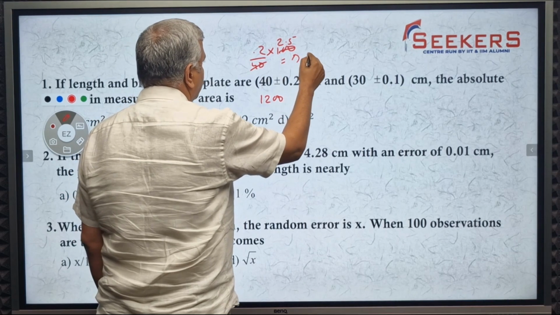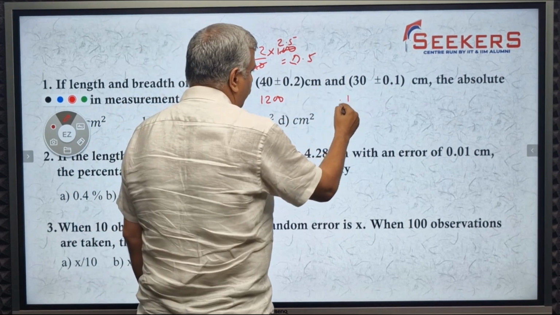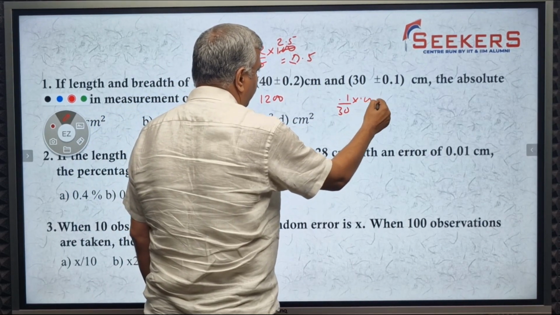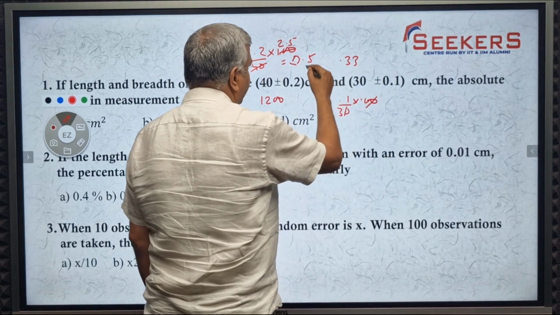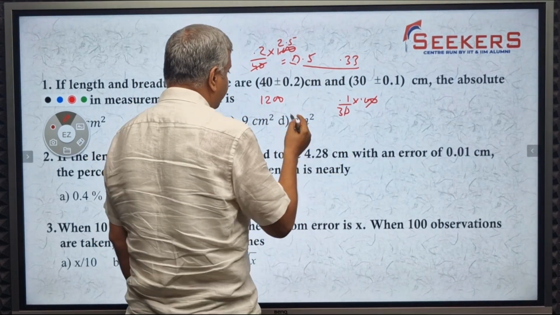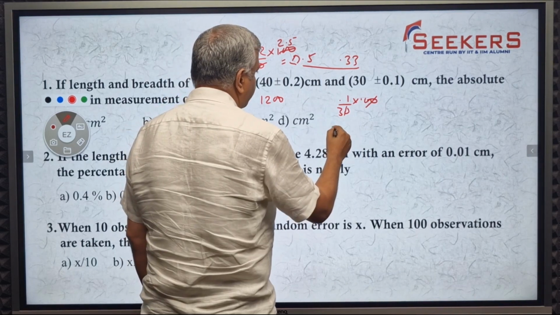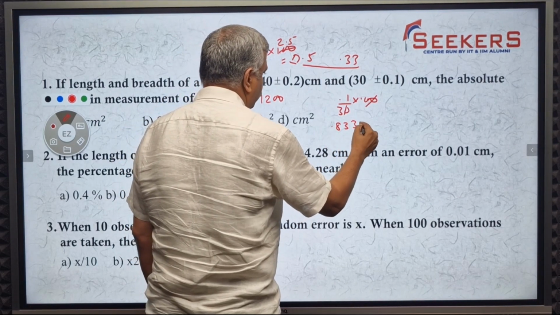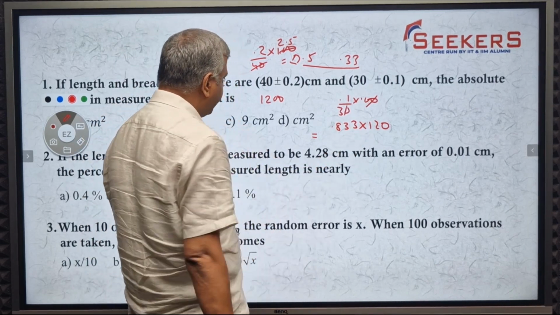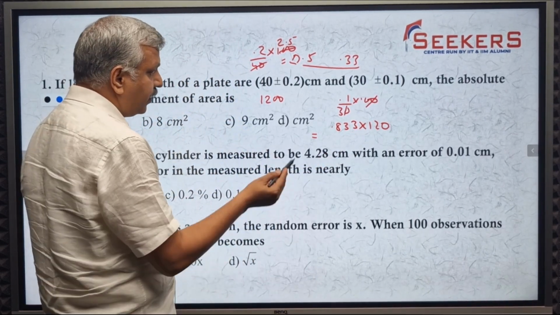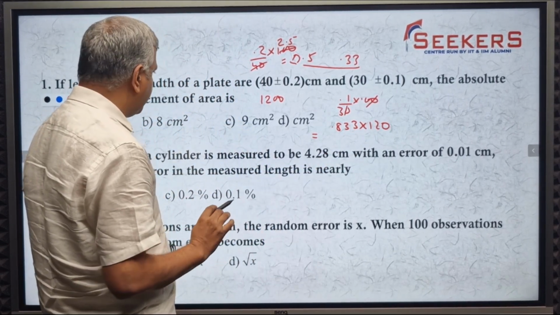So this will give you 0.5. On this it will be 0.1 by 30 into 100. So that will give you 1 by 3, that is 0.33. So next, the total is 0.833. So it will be 0.833 into 120. So 12 into 8 is 96, 12 into 3 is 36. Together it will be close to 1.